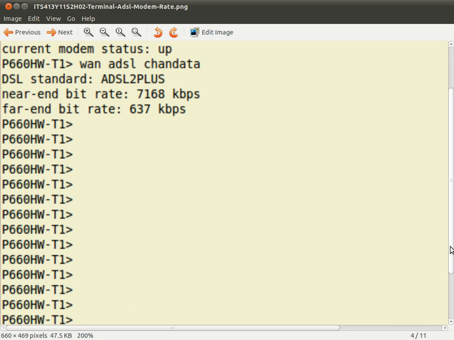The near end bit rate, the bit rate at my end, at the end of the modem, and at the far end, that is at the exchange, going from me to the exchange, 637 kilobits per second, which is less than 1 megabit per second upload speed.